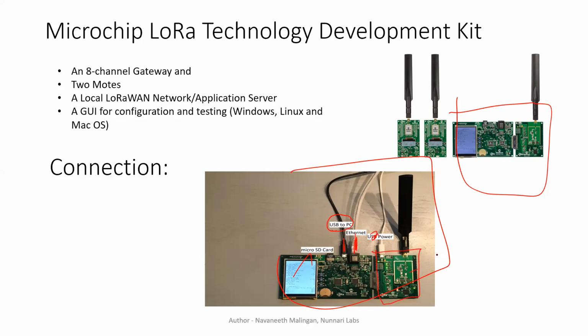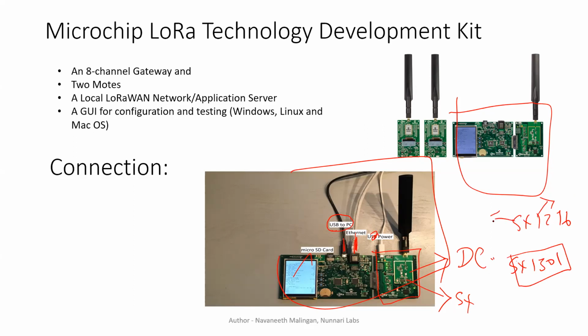Okay, so this is the data concentrator. This is the module. Here we have two chips, SX. In LoRaWAN you will have SX1276, and on the board you will have SX1301, I think. This is a LoRa chip for end nodes. This is the 8-channel data concentrator for gateways. You will have these chips, and they are manufactured by Semtech.